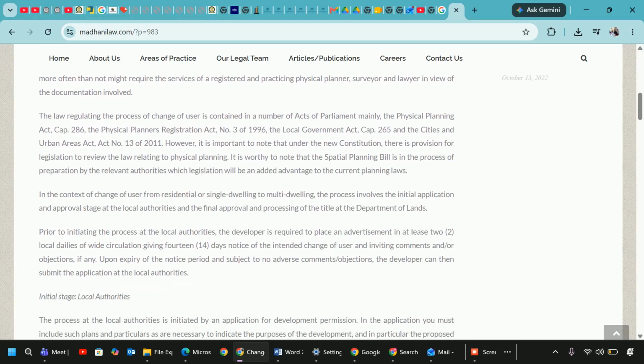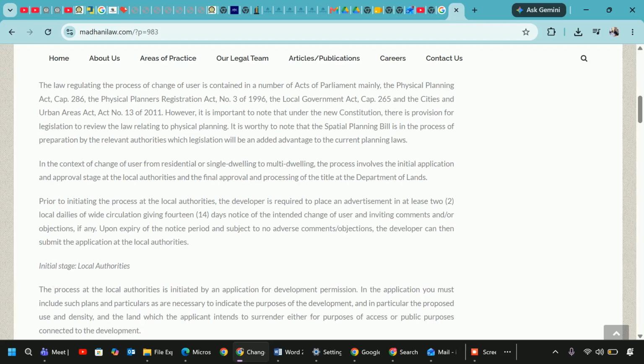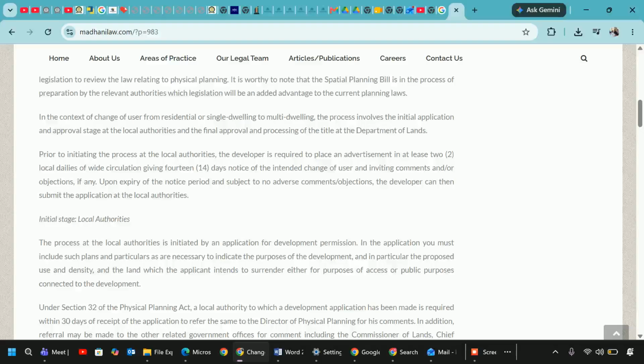We will confirm. In the context of change of user from residential or single dwelling to multi-dwelling, the process involves the initial application and approval stage at the local authorities and the final approval and processing of the title at the Department of Lands. So prior to initiating the process at the local authorities, the developer is required to place an advertisement in at least 2 local dailies of wide circulation, giving 14 days notice of the intended change of user and inviting comments and or objections if any.